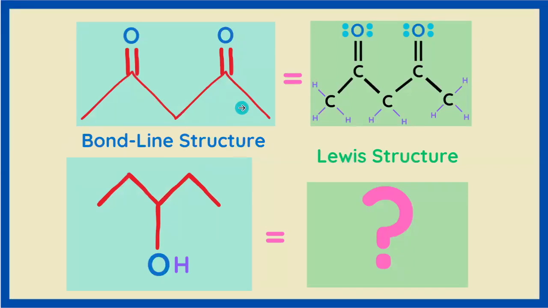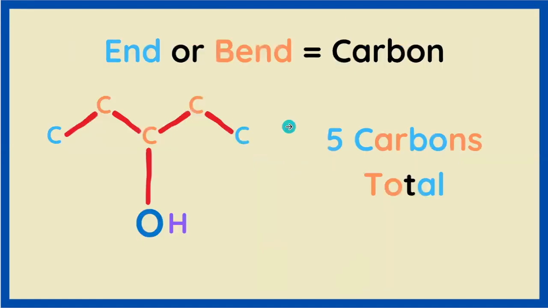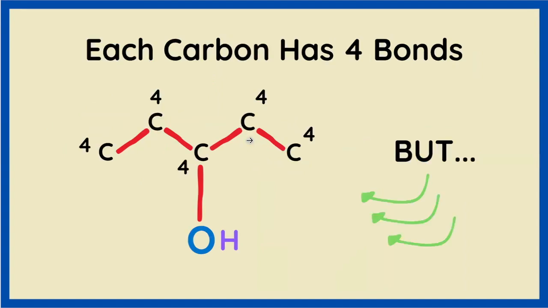If we look at this molecule up here, all of the ends and bends are carbons, and they may or may not have hydrogens attached directly to it. Likewise, the ends and bends of this molecule are carbons as well, so there are 5 carbons total for this molecule. 1, 2, 3, 4, 5. By nature of its properties, each atom of carbon will form exactly 4 bonds, but it's clear from looking at this diagram that none of these carbons appear to have 4 bonds.